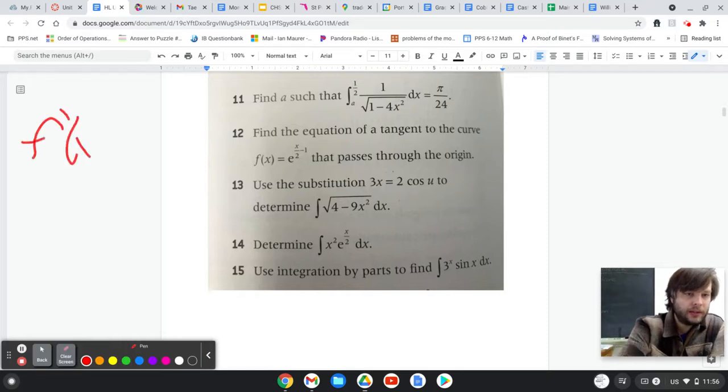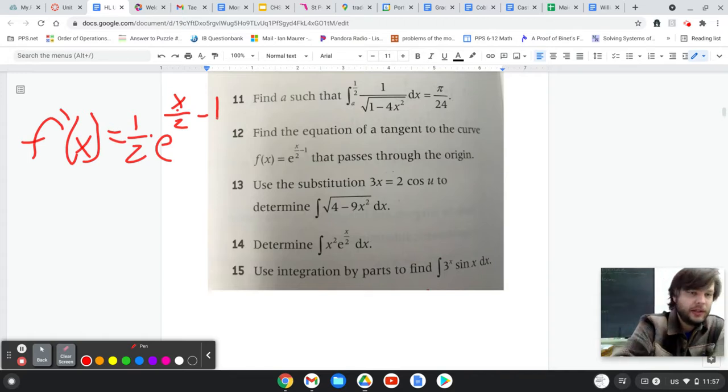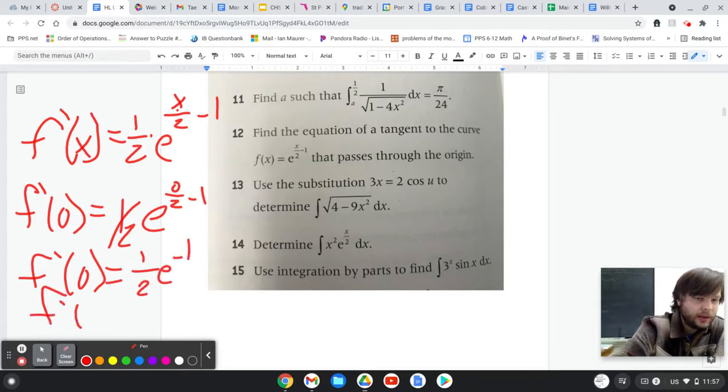So f prime of x using the chain rule is going to be 1/2 times e to the x over 2 minus 1. E to the x stays the same. Chain rule, you multiply by the derivative, so that's where the 1/2 came from. And then the mistake they made, really good idea, is, origin means x equals 0, and so they said f prime of 0 is 1/2 e to the 0 over 2 minus 1. And going through that and getting f prime of 0 equals 1/2 e to the negative 1. In other words, f prime of 0 equals 1 over 2e.